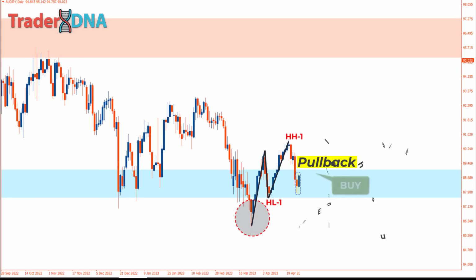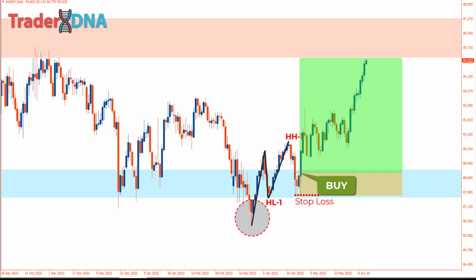What you should do is open a buy position above the bullish engulfing candle. Place your stop loss below the swing low. Since the basis for this position is the monthly key level, the potential profit you can gain is significantly higher compared to the risk you take on.